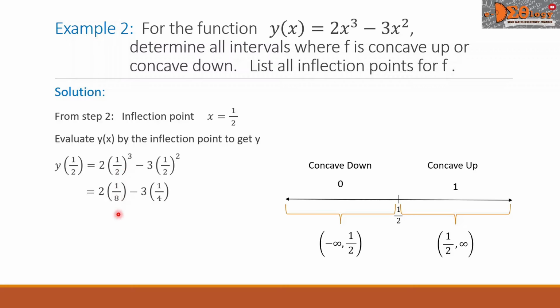This cube of 1/2 is 1 over 8. The square of 1/2 is 1 over 4. We can simplify these two by 1 over 8. That will be 1 over 4 minus, while the second expression here becomes 3 over 4. So 1 over 4 minus 3 over 4 is negative 2 over 4, which we can simplify further into negative 1/2. That means the inflection point has coordinates (1/2, negative 1/2).